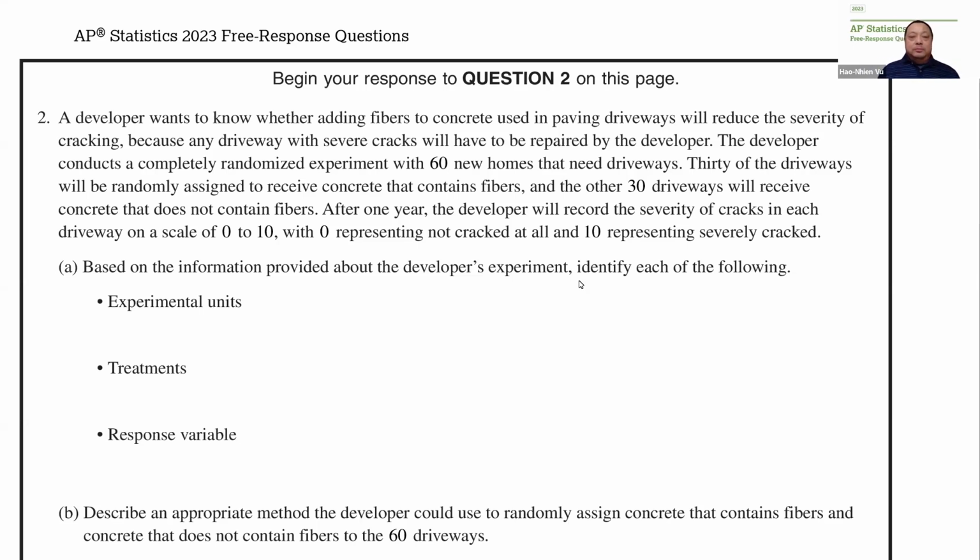Experimental units. There are 60 units and each is receiving something, each is receiving concrete. So those are the experimental units, or the 60 driveways. This is very similar to question 2 last year, 2022, and all they really needed was the experimental units down to the single unit. So you don't need to say more. If you want to say more, you can say things like "that received the concrete," but I don't think it's that necessary.